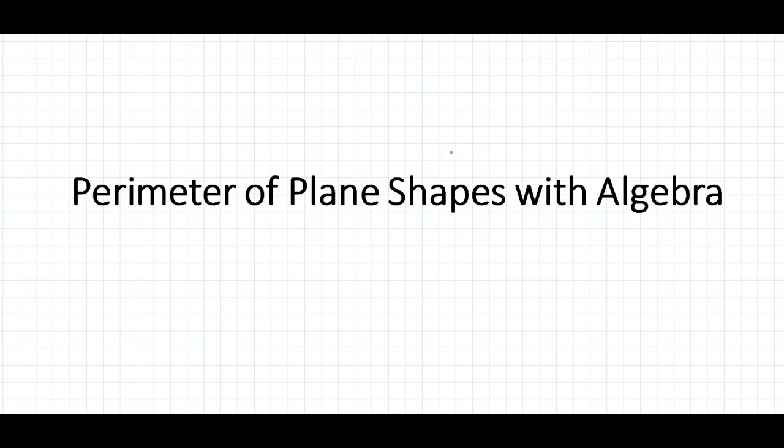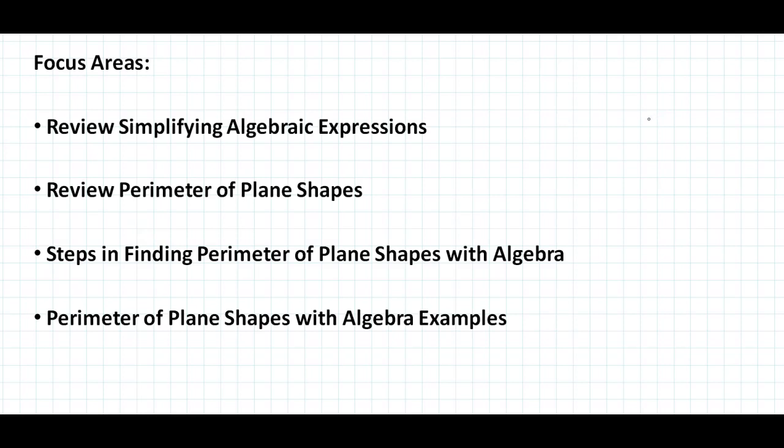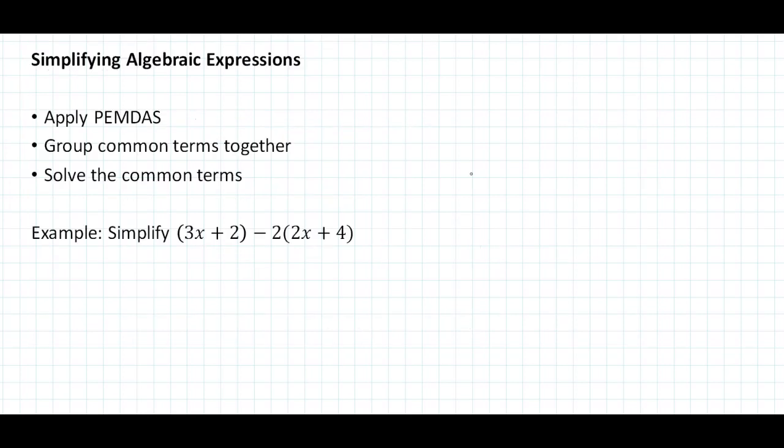Now in this lesson, I'm going to show you how to find the perimeter of plane shapes, and we're going to work in algebra. We're going to first review simplifying algebraic expressions, and those are just expressions in algebra. We're going to also review how to find the perimeter of a plane shape, what that means. We're going to now examine the steps in finding the perimeter of plane shapes using algebra as our method, where we're going to have sides that have variables in them, and then we're going to walk through some examples together. So let's get started.